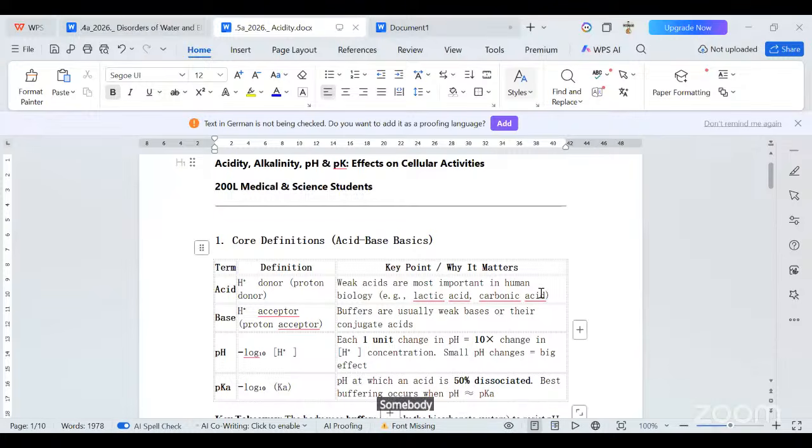Somebody should please give us a try. What is acidity? Or what is an acid?